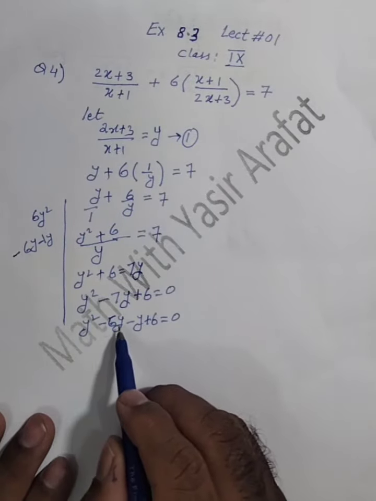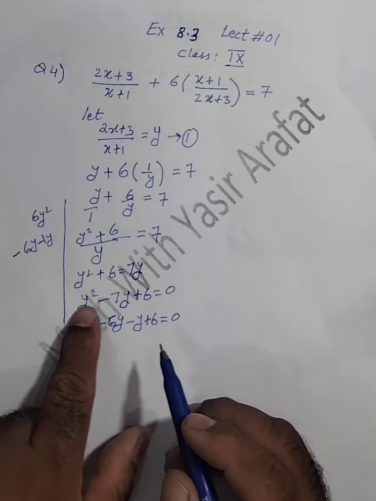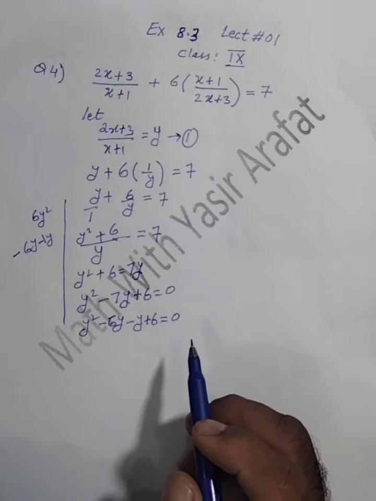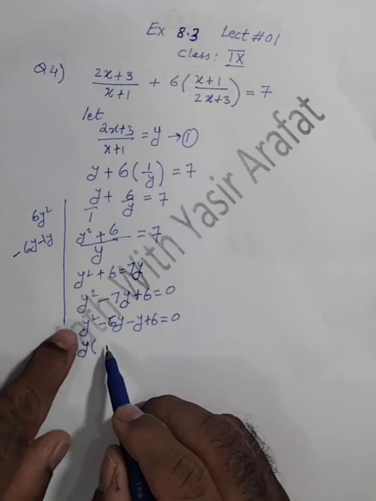So this is the method to break the middle term here. If you have any problem, you can also apply the quadratic formula on this equation here. Now just take out y common. So this is y square.